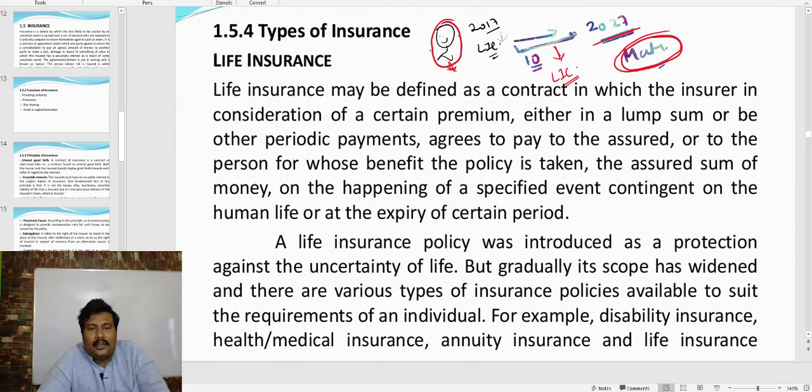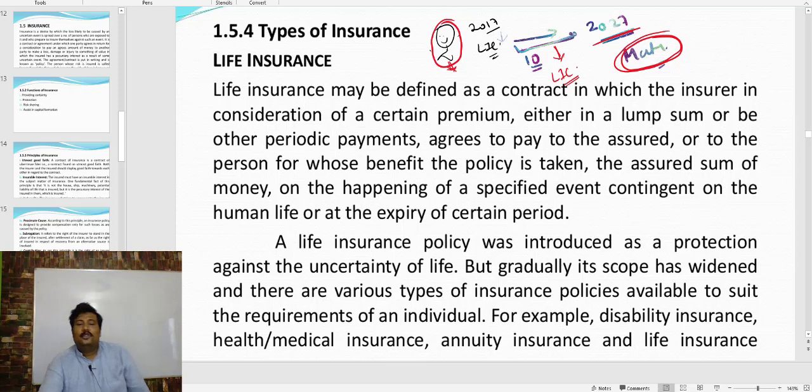Uncertainty of life. Uncertainty, matlab batao, simple: uncertain. Life is uncertain. The future is uncertain. Anything can happen to you. You are very fit and healthy. A person is fit and healthy, but this person is saying that nothing can happen to me. But the person died in a road accident.